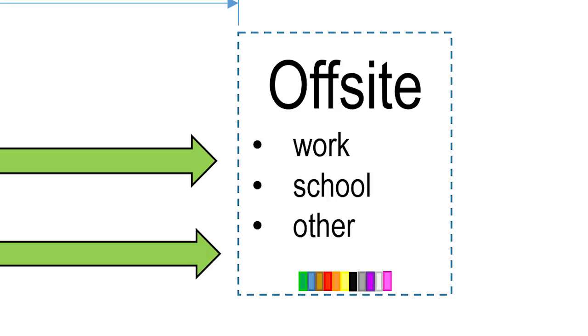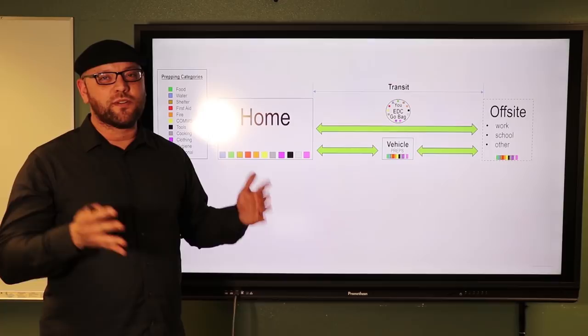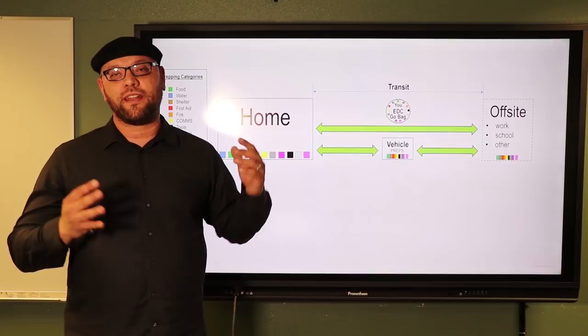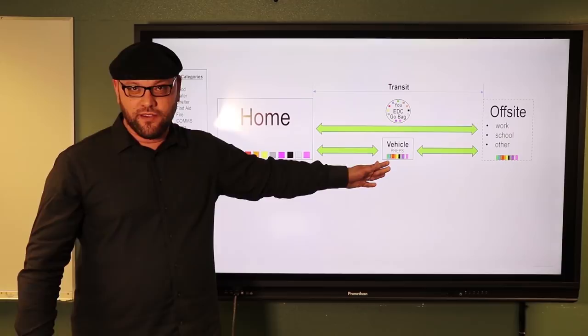As you see, I like working within some sort of system where everything's organized, where I have all of my water supplies at my offsite location organized with the color blue, and it matches what might be in my go bag, which matches what might be in my vehicle preps, which matches what I have in my home base where I have the majority of my preps stored.